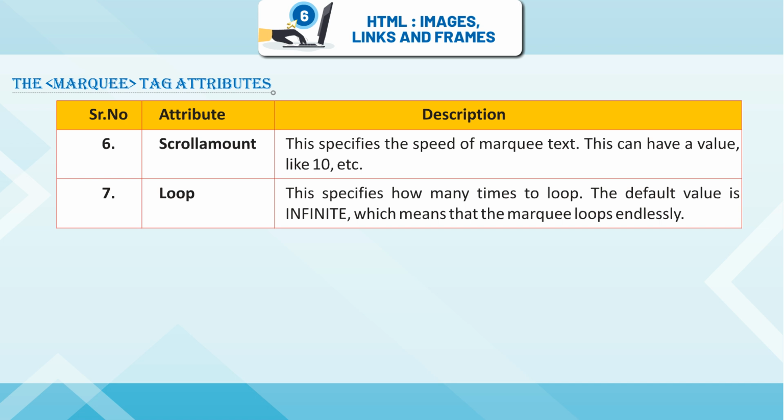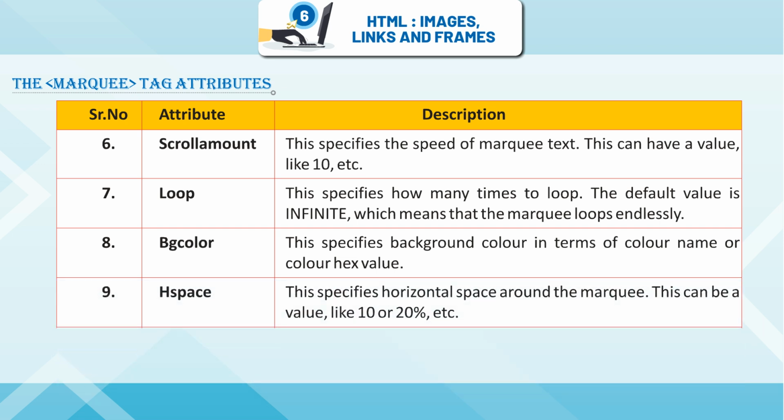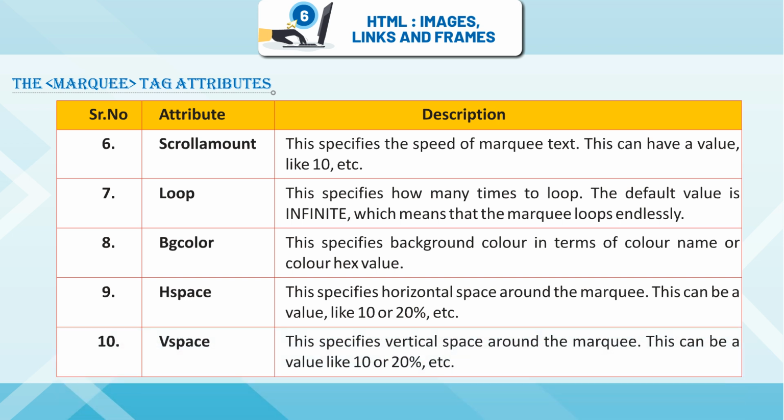7. Loop. This specifies how many times to loop. The default value is infinite, which means that the marquee loops endlessly. 8. BG color. This specifies the background color in terms of color name or color hex value. 9. H space. This specifies horizontal space around the marquee. This can be a value like 10 or 20%, etc. 10. V space. This specifies vertical space around the marquee. This can be a value like 10 or 20%, etc.